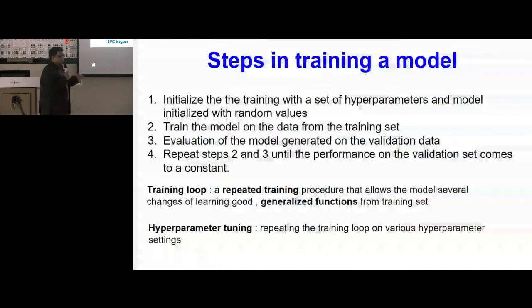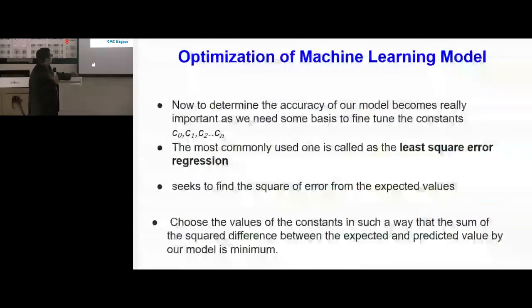Then hyperparameter tuning. You keep on tuning your hyperparameters, changing them and seeing what the best fit parameters are for your problem or your set of functions. Again, optimization is the last step. So we need to optimize.